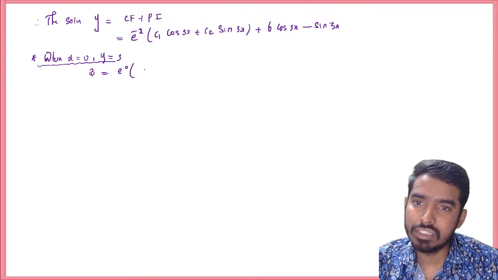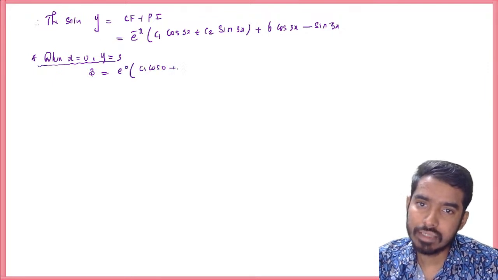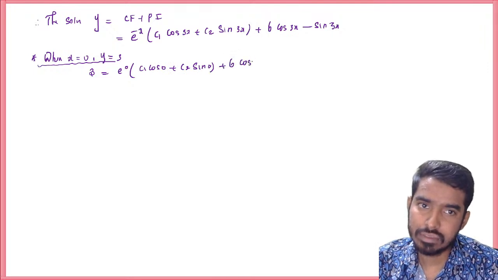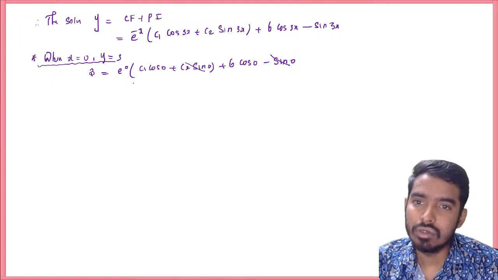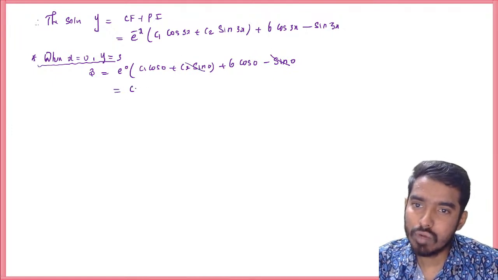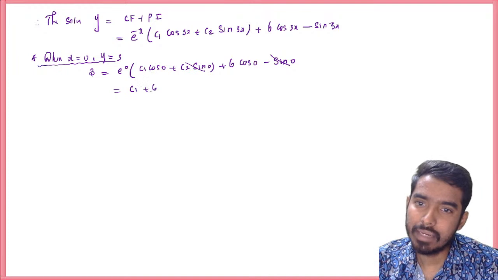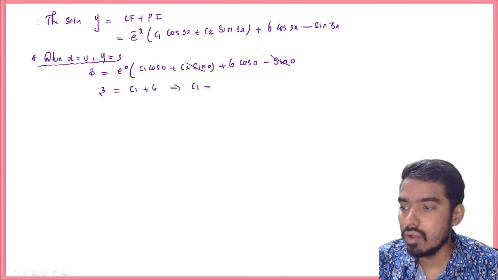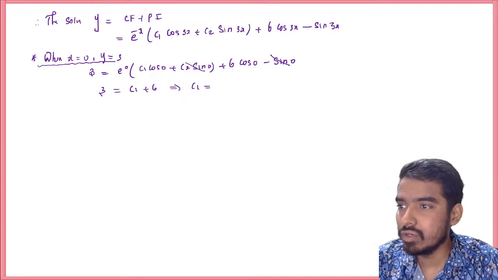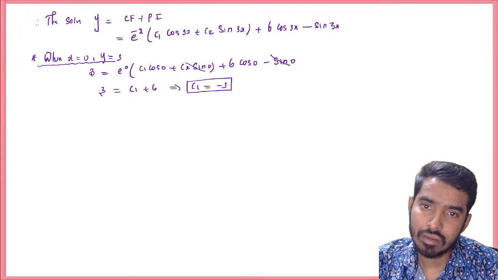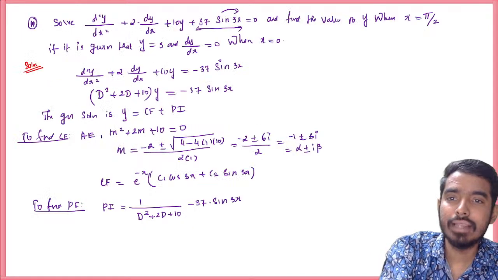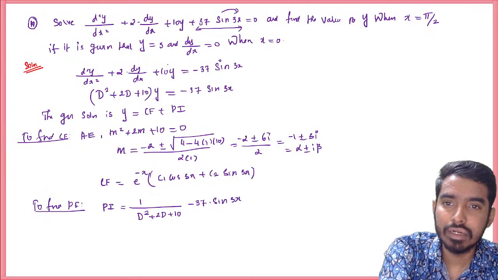So we'll have e power 0, c1 cos 0, c2 sin 0, plus 6 times cos 0 minus sin 0. So this will be 0, this will be 0. So we will have c1 into 1 plus 6 equal to 3. So we will have c1 equal to minus 3, right? So they are giving this to find the value of the arbitrary constants c1 and c2.